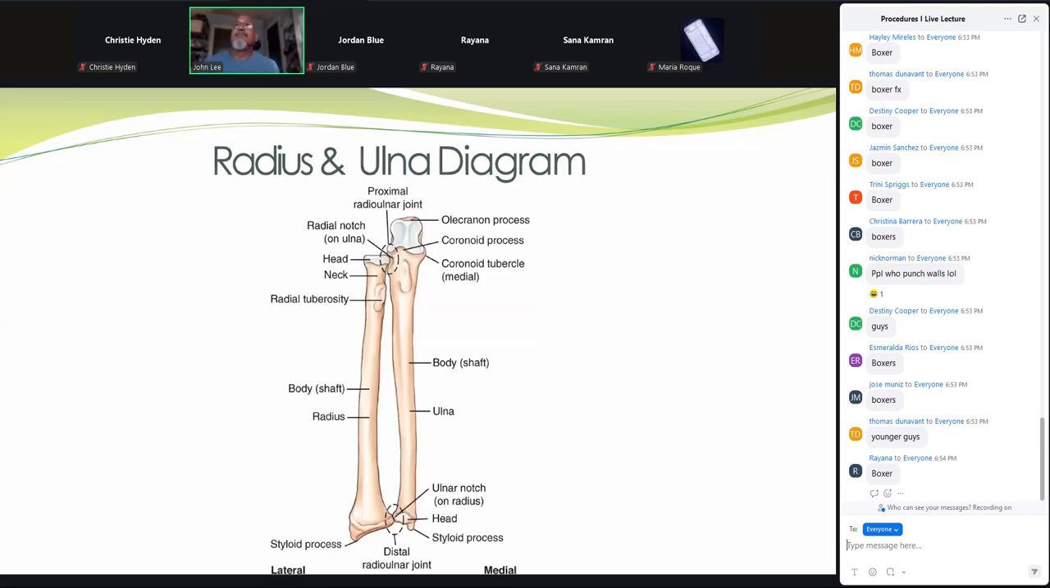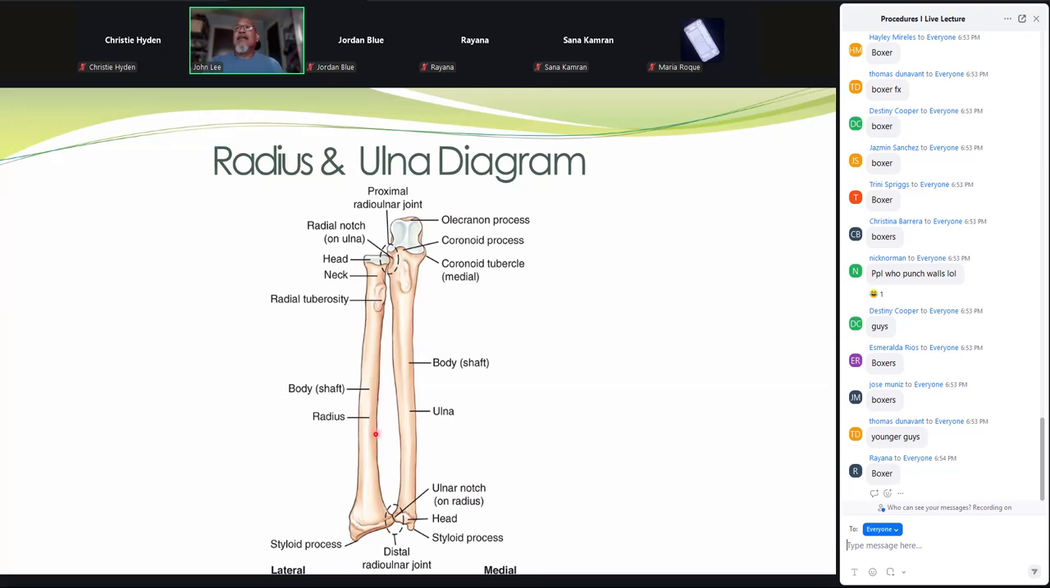Our diagram. The radius and the ulna, remember in the anatomic position, the radius is on the thumb side, so it will be lateral. The ulna is medial. In addition to our articulations with the humerus, the radius has a notch for itself on the ulna. Okay, this is the radial notch, and it is on the ulna, and it is for the head of the radius. So this is at the proximal end of the forearm.